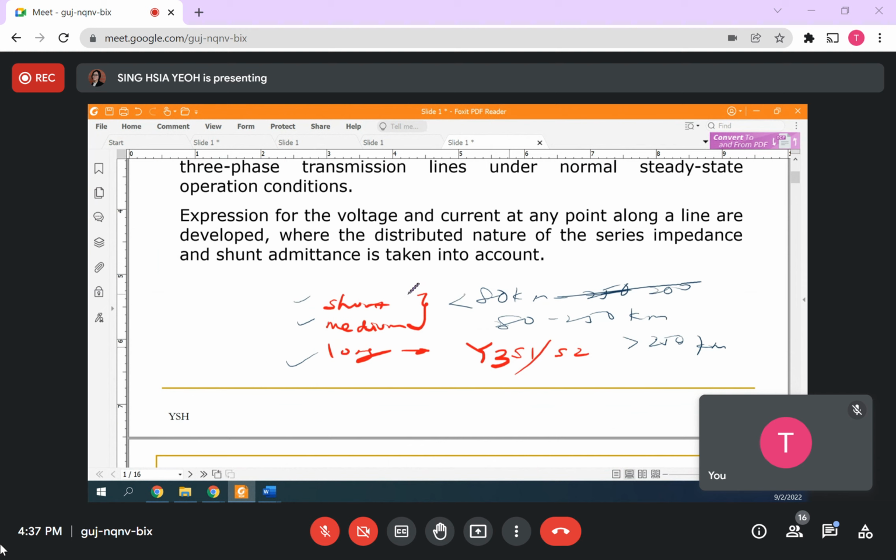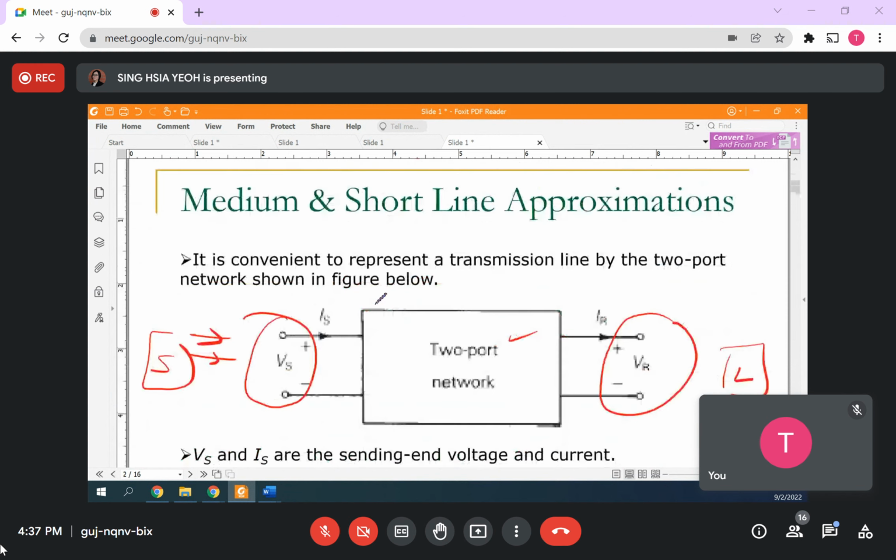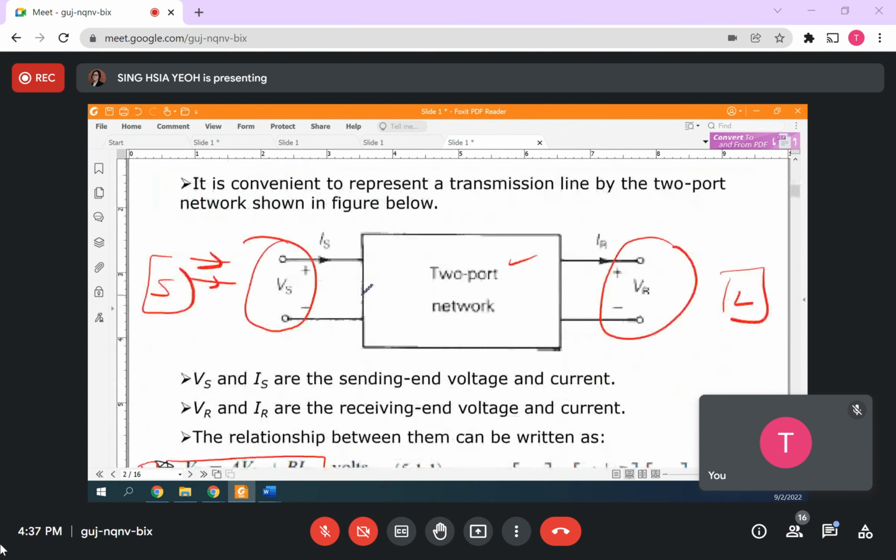And then our syllabus only covers short and medium line. Long line is not in our syllabus. That means it's actually in your year 3 semester 2, where they only cover long line. So short and medium line is actually very easy.